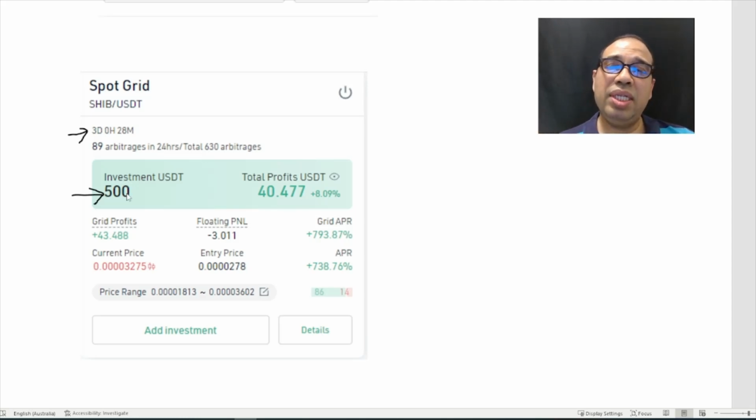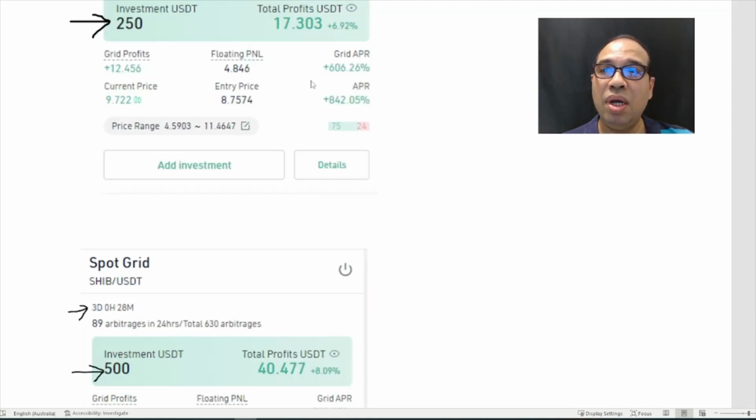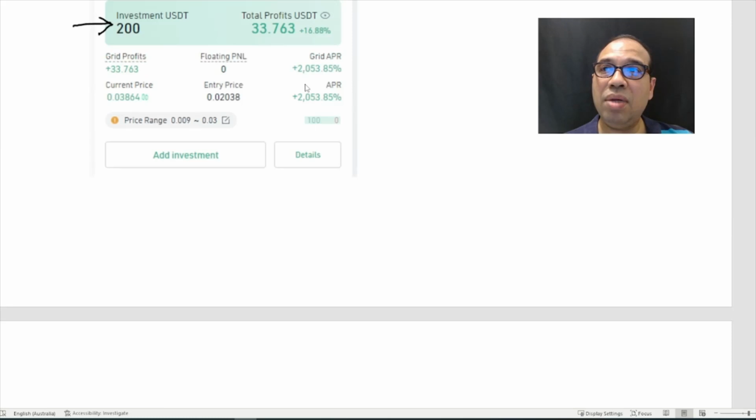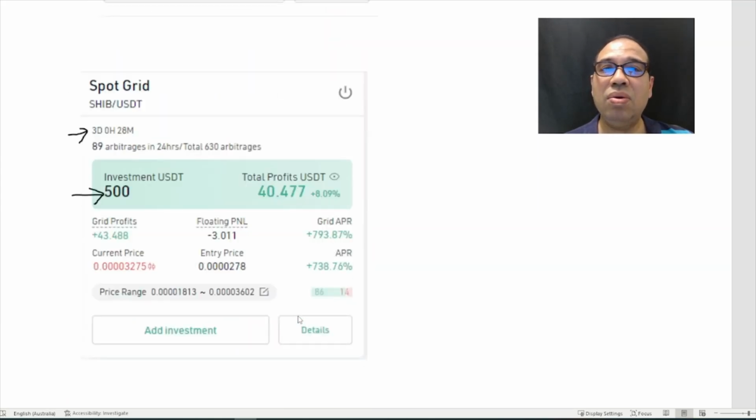Here, as an example, $500 gives you $40, $250 gives you $17. Look at the other one here: $200 has given $33. So 200 has given 33, so 400 should give you 66, whereas 500 has given only 40. So it's not necessarily so, as I said earlier. This is just an example to explain how it actually works.